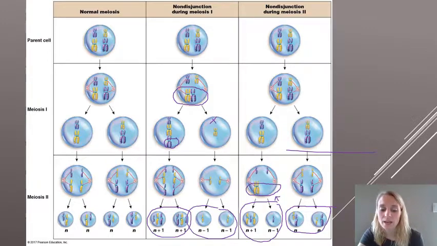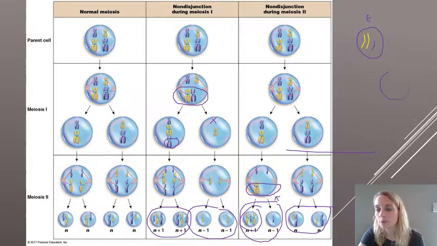So let's, for example, take one of these. We'll do that last one. Let's say this is the egg. It has 2 of these chromosomes because it was the yellow ones that didn't separate, and it has 1 purple. So that's this one right here. Let's say that is the egg.